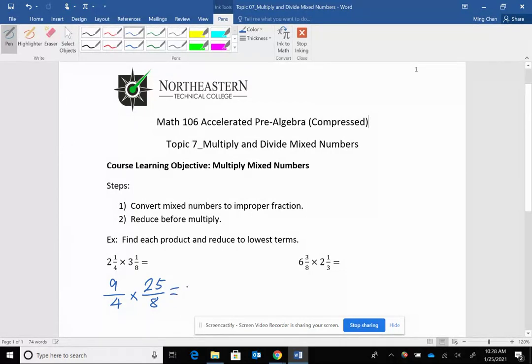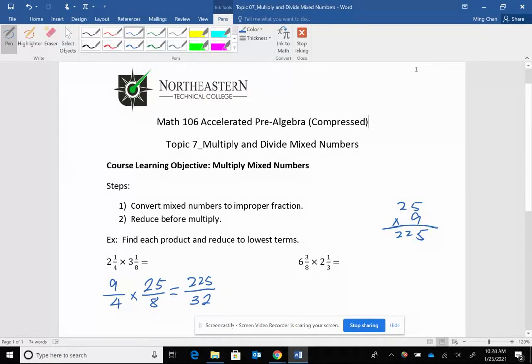So the bottom is 32. All right, 9 times 25. Let me do this on the side. 9 times 5 is 45, carry 4. 9 times 2 is 18, 18 plus 4 is 22. So that will be 225 over 32.